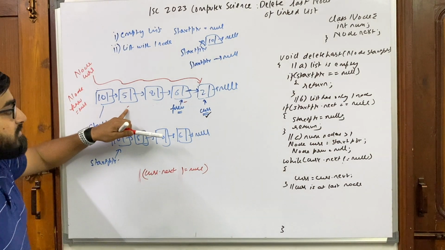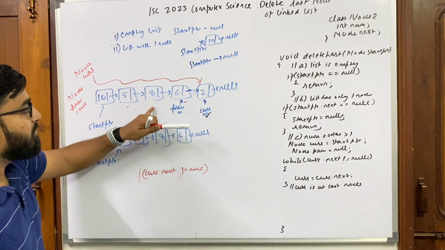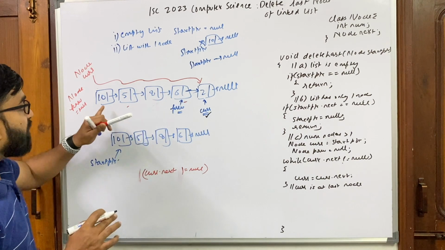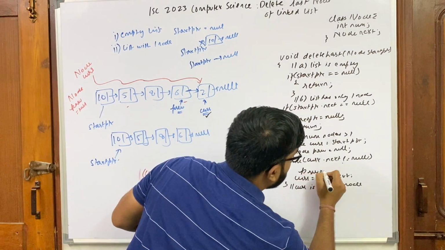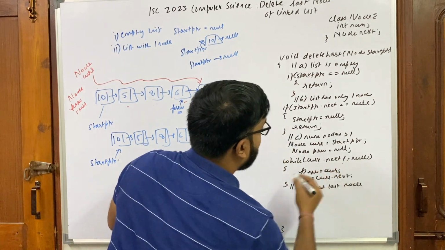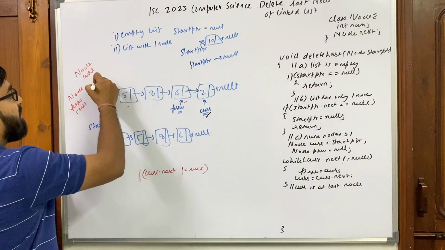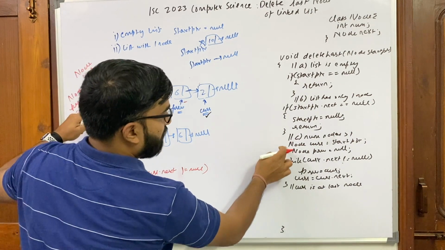When current moves here, this should be previous. Again, when current moves here, this should be previous. So basically, before I move current forward, I do previous is current. So now I have current at start pointer, previous is null, I am here, these two statements.